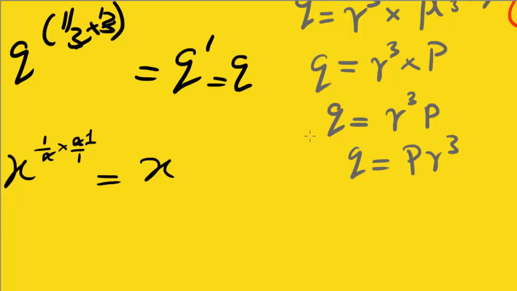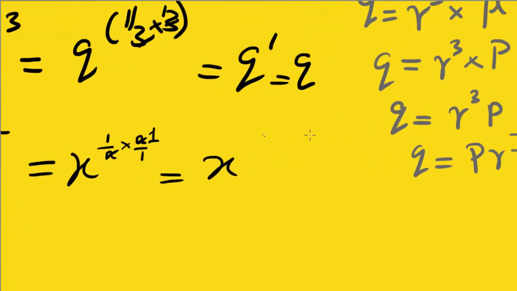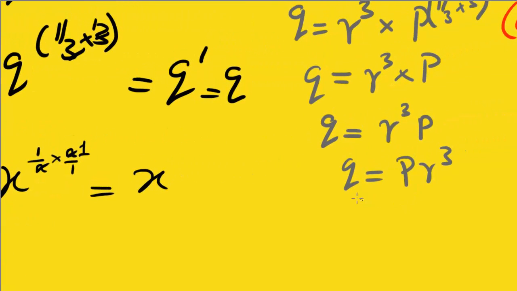That's it. So this is the final answer. Q equals p r to the 3, or Q equals r raised to the 3 times p. Whichever way you want to put it, this is the answer.